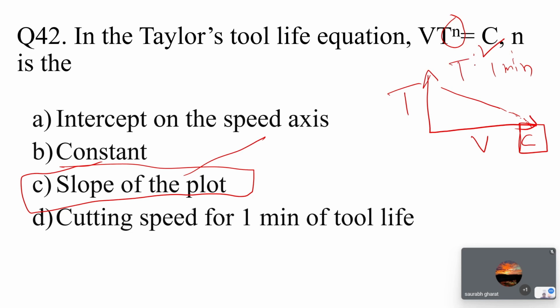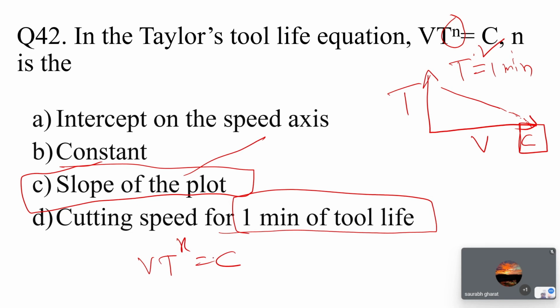At T equal to 1, it is mentioned, the cutting speed for one minute of tool life. You know what your equation is: V times T^n is equal to C. The intercept of the speed axis, if we go to this axis, is actually your C.